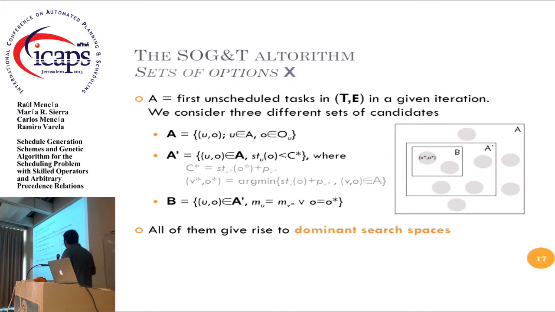We have three different sets of options: A, A prime, and B. A prime is a subset of the set of options A, which I have already talked about, and B is a subset of A prime. All of these sets give rise to dominant search spaces, which means that at least one optimal solution can be found in them. And I'm going to explain how to build these sets of options with an example.